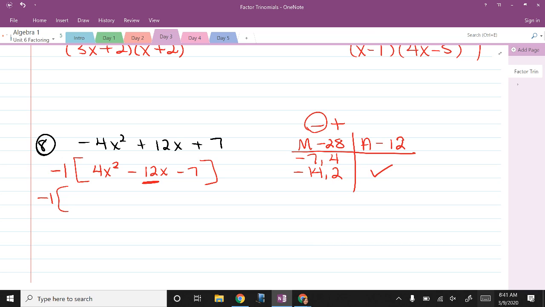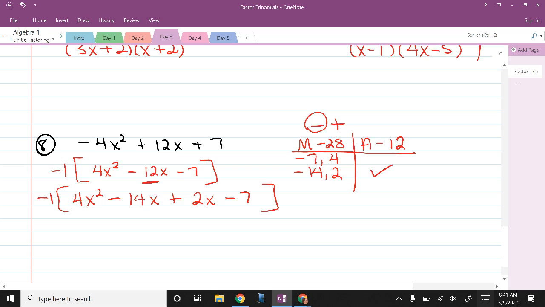Okay? So copy your 4x squared. And instead of -12x, we're going to do the negatives and the positives. So we already have them in that order. So that's good. So -14x plus 2x minus 7, close your bracket. All right, now inside the bracket, how many terms do we have? How do we factor with 4 terms? Grouping. Group the first 2 and the last 2.